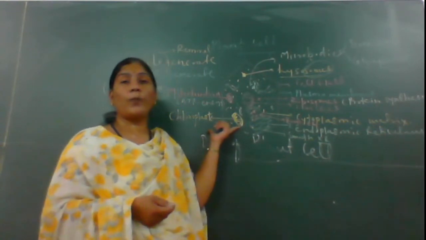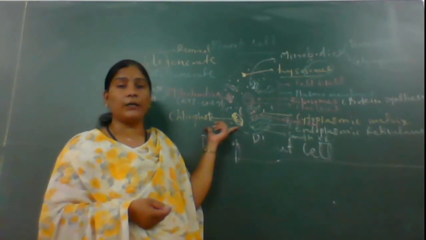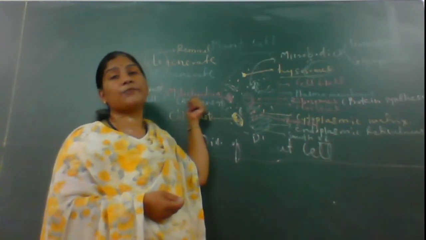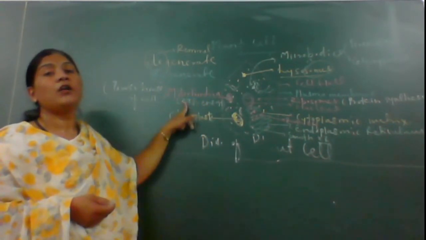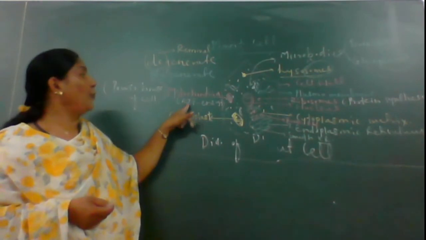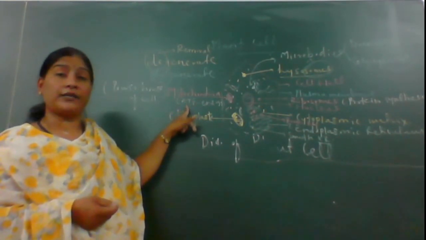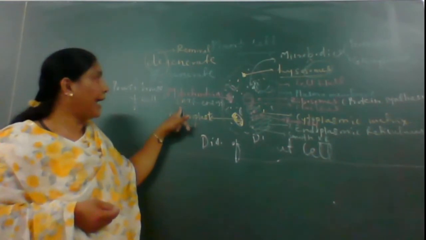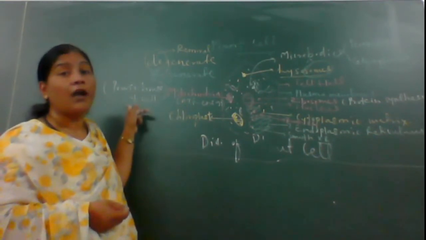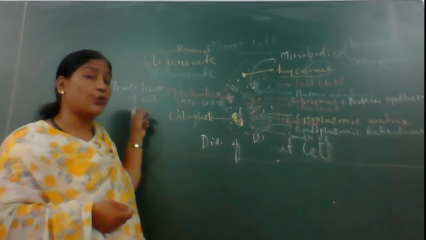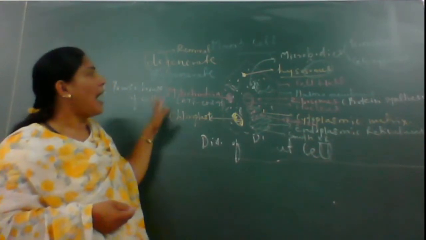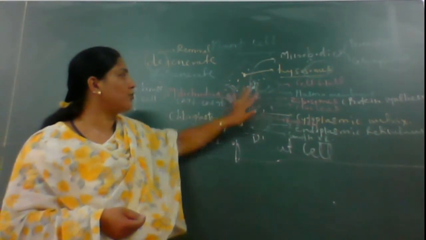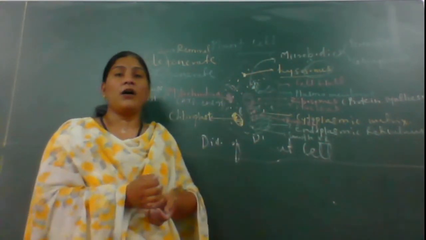This one is the chloroplast, which has a key role in the process of photosynthesis. This one is the mitochondria, which plays an important role in the storage of energy, not food material, in the form of ATP. That's why it is called the powerhouse or storehouse of the cell. And then these are the microbodies, lysosomes, and intermediate filaments.